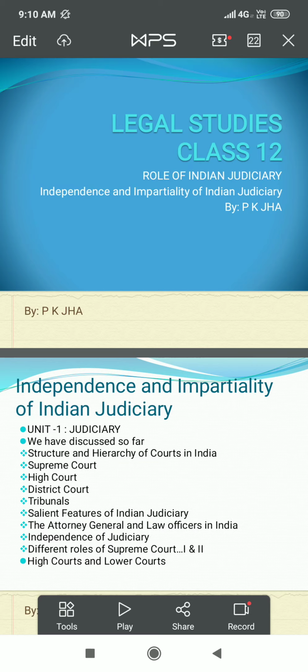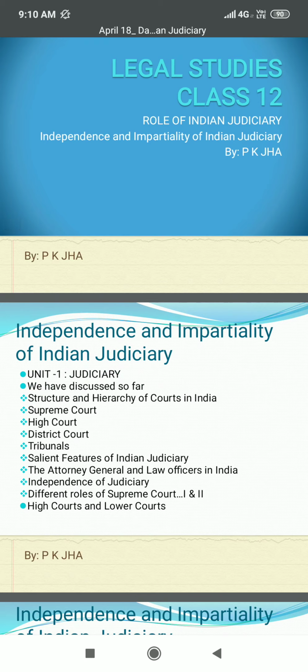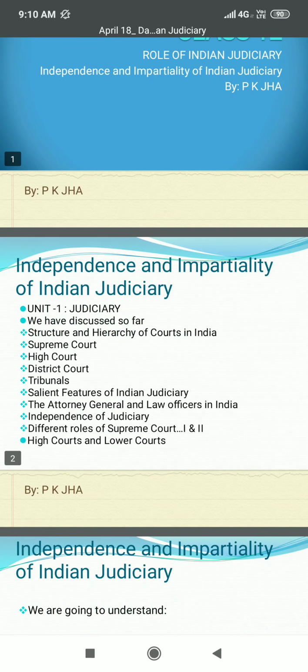Today, the topic we are going to discuss, children. Before going to that topic of legal studies, let us recall the different topics that had been discussed by us. Any question you have, you must ask. The topics like features of our judiciary, the attorney general or the advocate general, the independence and the different roles of the Supreme Court, High Court, and lower courts we have discussed.